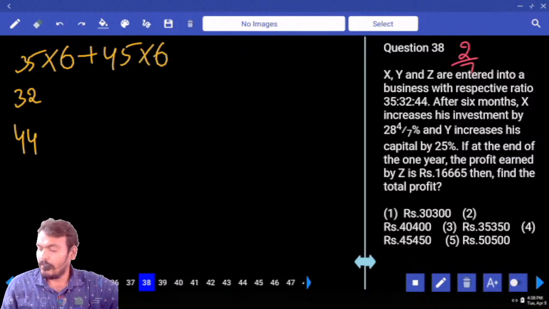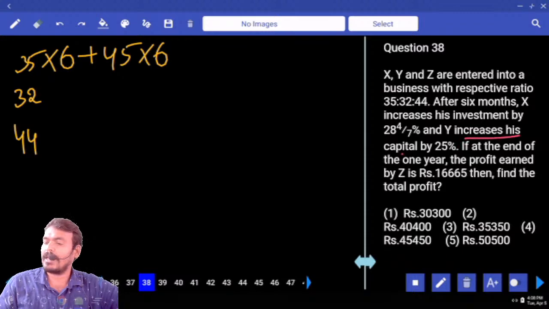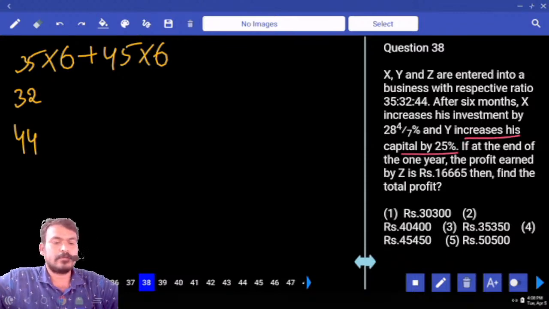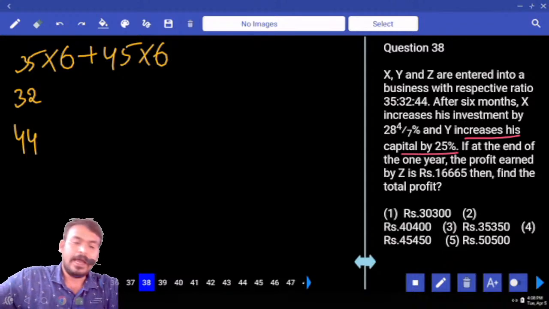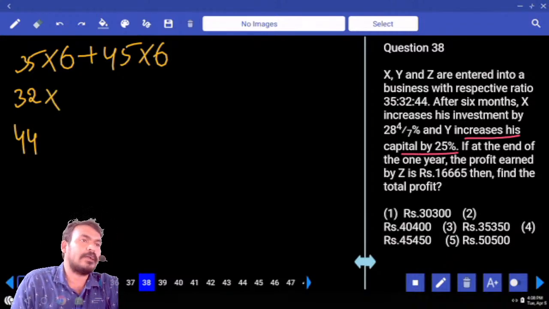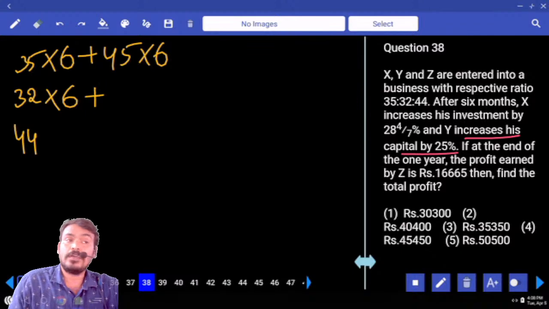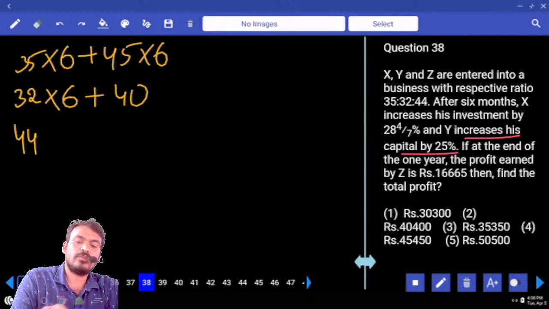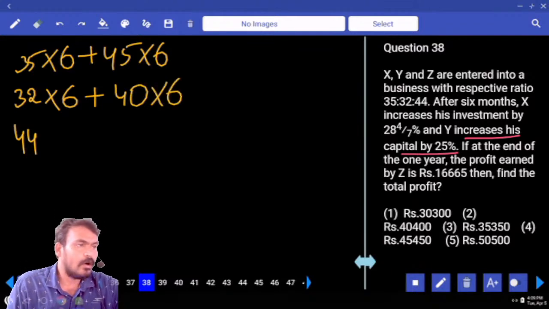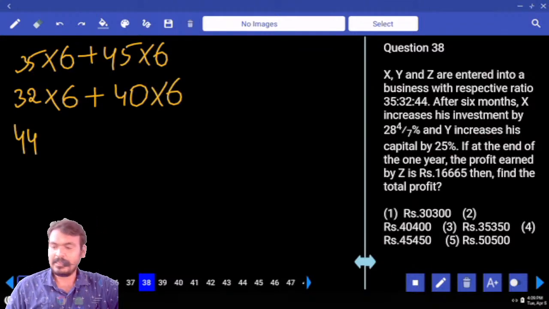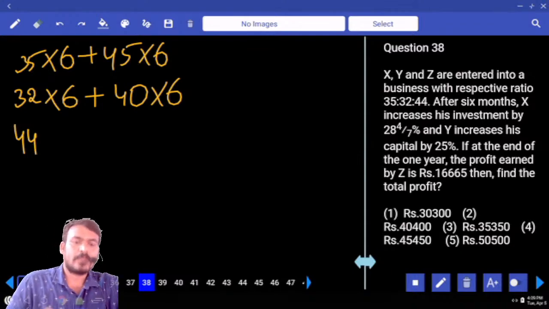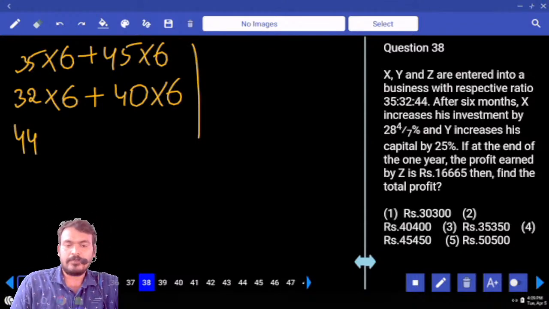What about the second person? Y increases his capital by how much percent? 25%. Adding or subtracting? Adding. Already 32 parts for 6 months. 25% of 32 means 8. 32 plus 8 is 40, used for the further 6 months. Next, any changes in Z? No. 35 into 6 plus 45 into 6. All are divisible by 2, or by 4?